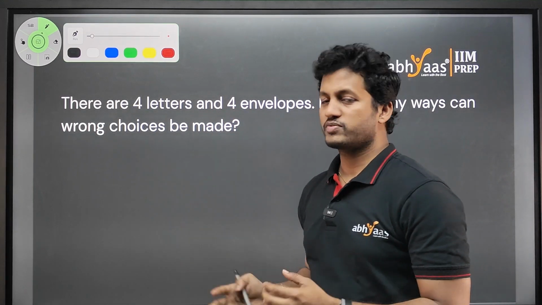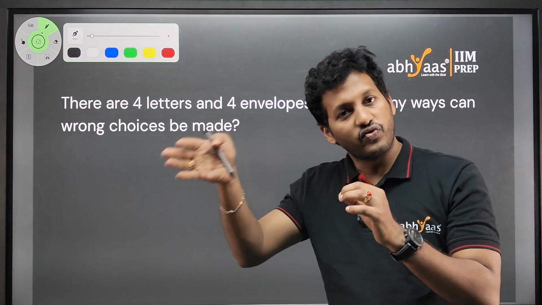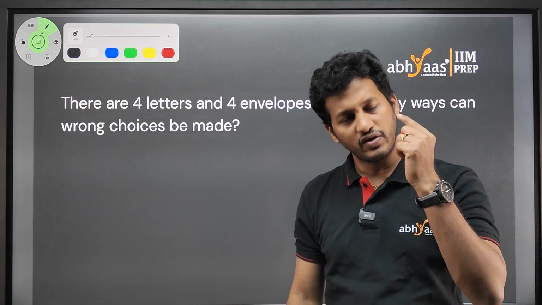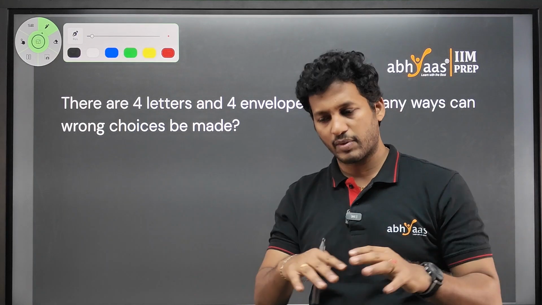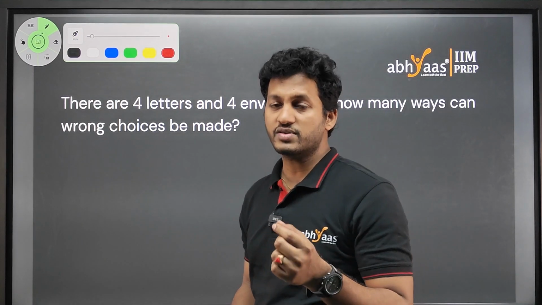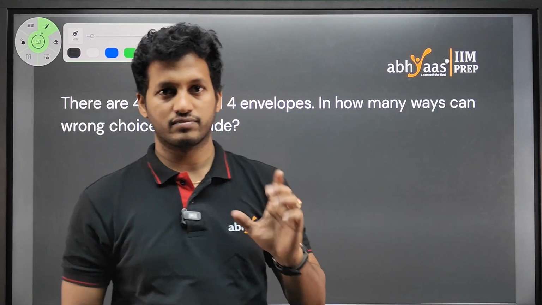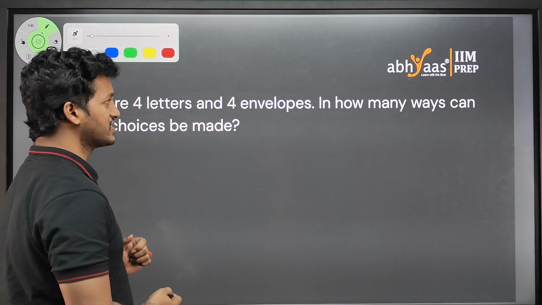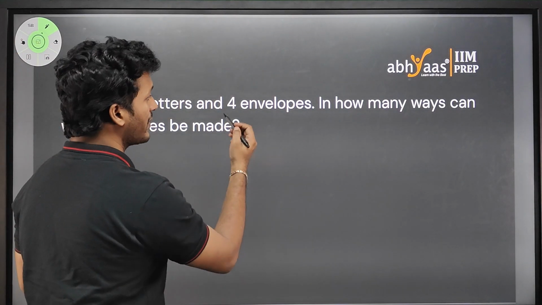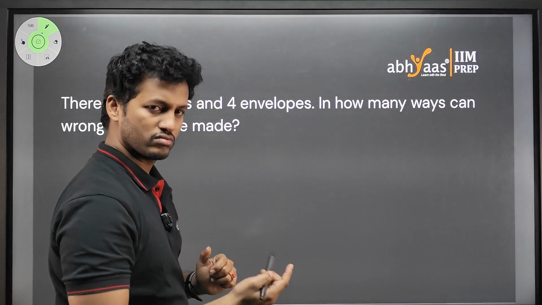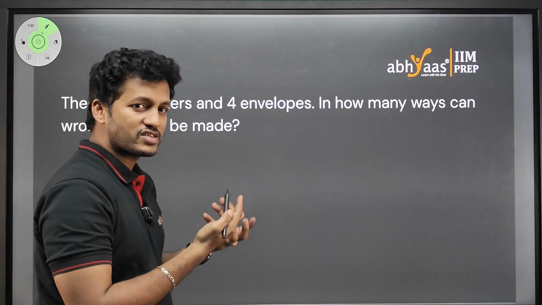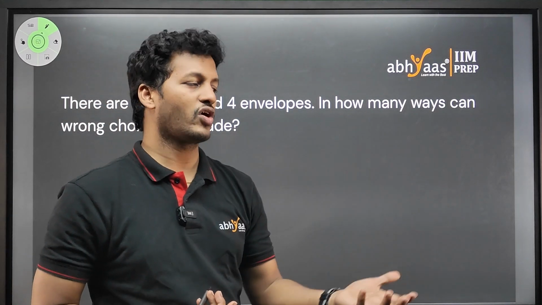4 letters and 4 envelopes. One letter has to go to one envelope. It has only one right option among these 4 options. Among these 4 envelopes, we have only one which is right. So in how many ways can it go? It is only one way, right? And how many right options will be there? Only one option.